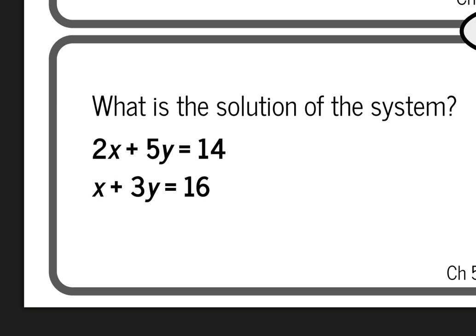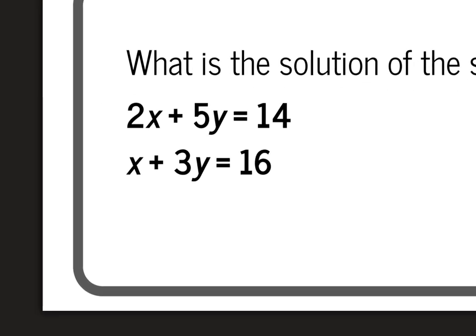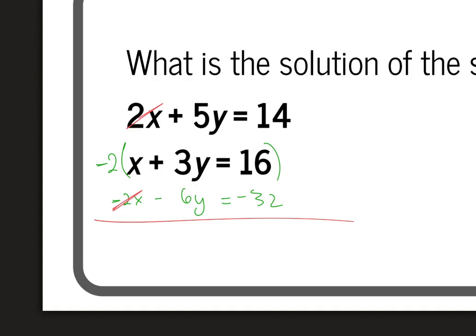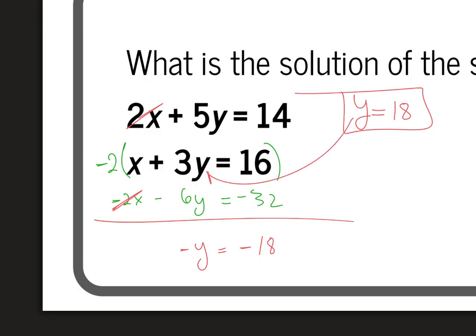What's the solution of the system? Well, I could graph, I could substitute, I could use elimination. I like elimination here because I can just multiply this by negative 2 and then add it to the top equation. Gone. 5y minus 6y is negative y. 14 minus 32 is negative 18. So y equals 18. Take that, plug it in.